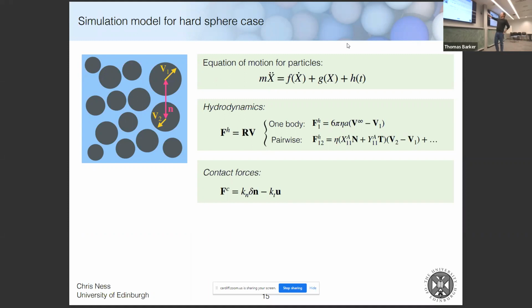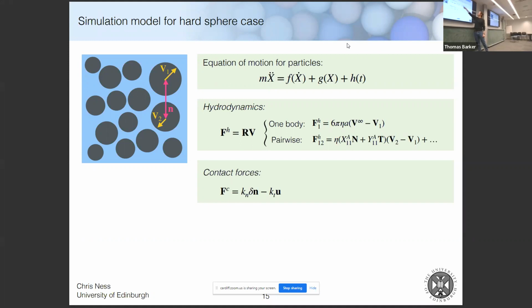So these forces are kind of broken down into two sets. There's hydrodynamic forces, which describe how the two particles would interact with each other through the liquid. And then there's contact forces, which describes how particles interact at contact. The hydrodynamic ones have two parts. So there's a Stokes drag.